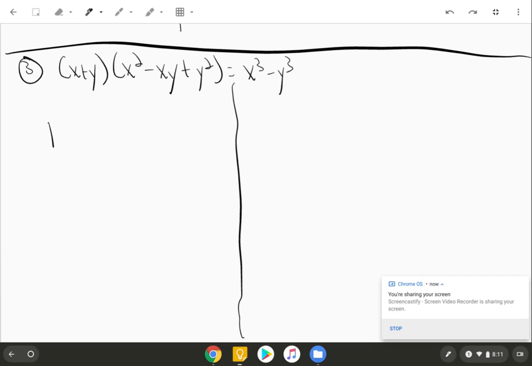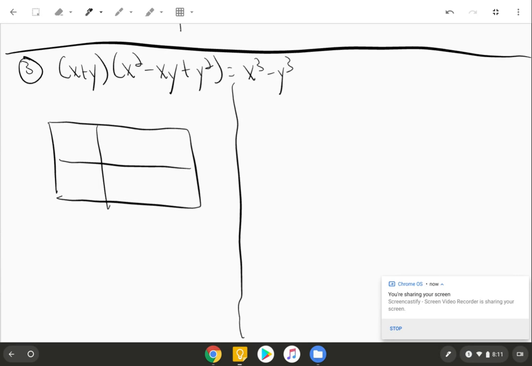So to simplify the left hand side, I am going to once again use the box method. So x plus y. Again, just because there's two variables is not going to change the way that I solve this problem. So let's look at row one. So x times x squared is going to be x cubed.